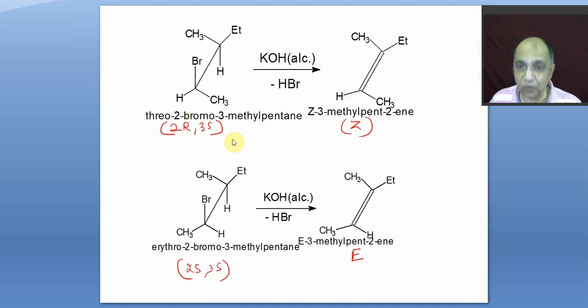Right? Now I am giving you another example of E2. This is another 2-bromo-3-methyl pentane. This is a chiral center, this is a chiral center, which are not identical type. So this is what we call threo type. Forget about threo, erythro. If you are not familiar, then you don't poke your nose on that.